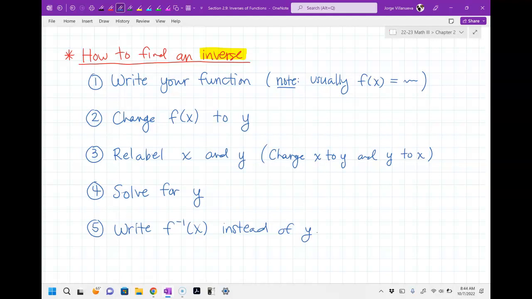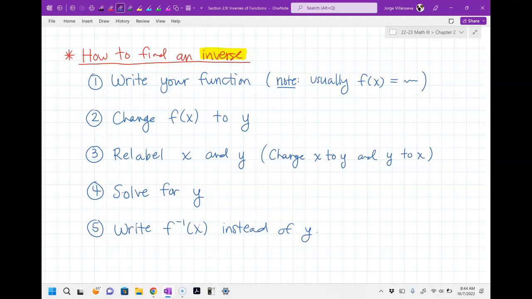Okay? So in the very beginning, you write out your function. Normally it says f of x equals something. Second step, rewrite f of x to an actual y value. So it's not going to say y equals something. Now, change your x to y and your y to x, like magically. Just erase them and change them, okay?